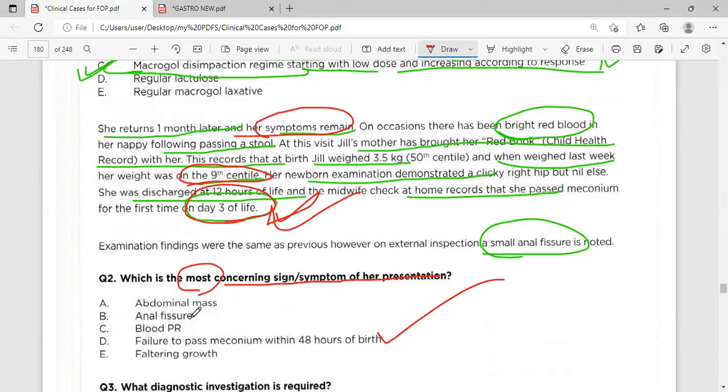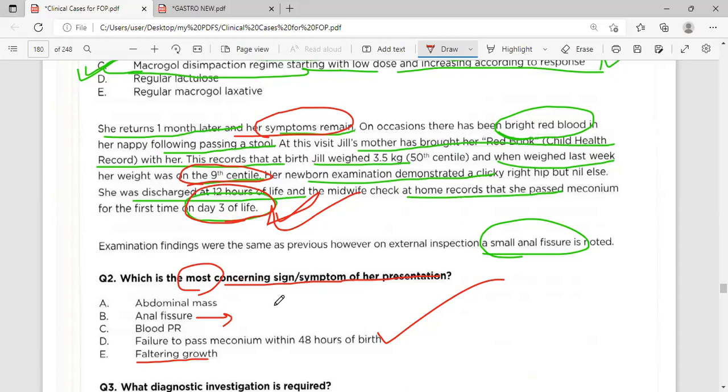See, first of all, anal fissure can occur in any normal individual with constipation, right? Second, faltering of growth is an important thing, and obviously it is associated with all kinds of chronic disorders. But if any patient comes to you with faltering of growth, you will not have one diagnosis. You will have at least 2 to 3 differential diagnoses. But if they say failure to pass meconium, that is very pathognomonic and very definitive. They're asking for the most concerning and most definitive feature for the diagnosis.